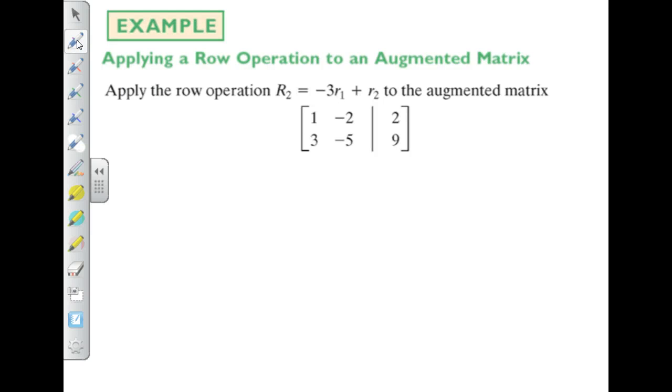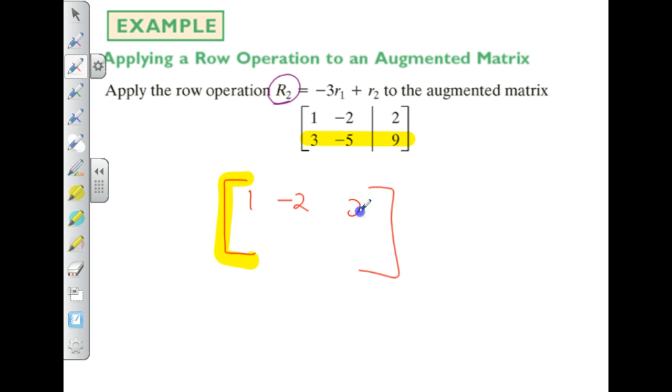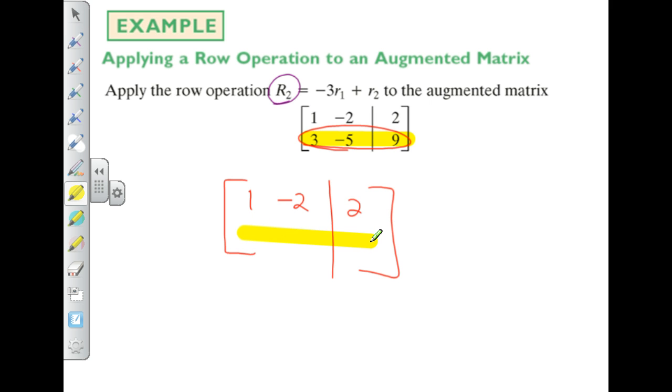on this. We are going to, first of all, this says replace row 2 with a new row 2. We're going to do nothing with row 1. So I'm just going to rewrite row 1 as 1, negative 2, and 2. We're going to replace this yellow row with a new yellow row. And here's the definition that we're going to use. It says do negative 3. So let's take negative 3 times row 1.